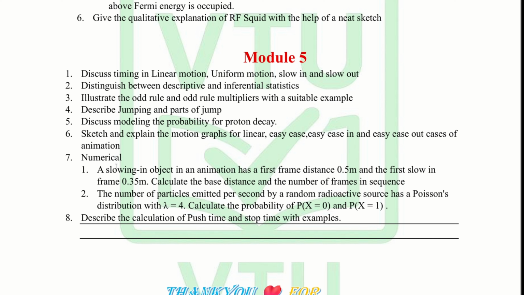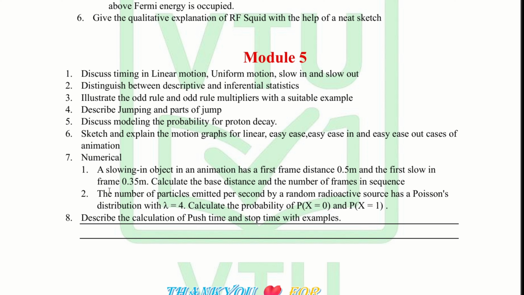And the seventh question is numerical. The first numerical is a slowing in object in an animation has a first frame distance 0.5 meter and the first slow in frame 0.35 meter. Calculate the base distance and number of frames in a sequence.